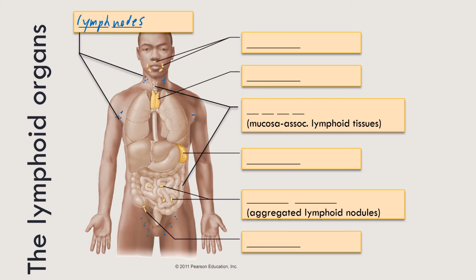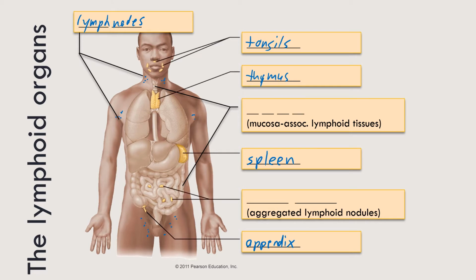Some other tissues that are maybe a little less obviously part of the lymphatic system are the tonsils, the thymus, which is responsible for growing T cells, the spleen, which is sort of like a giant lymph node for processing blood, and the appendix, which is a lymphoid organ attached to the bottom of the large intestine, the start of the large intestine.